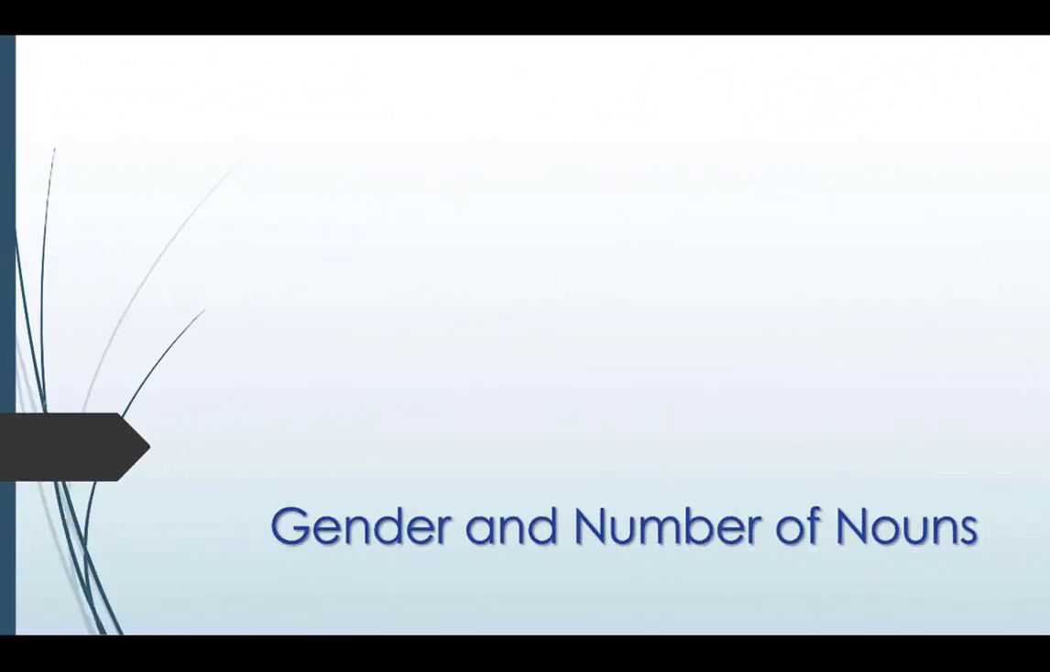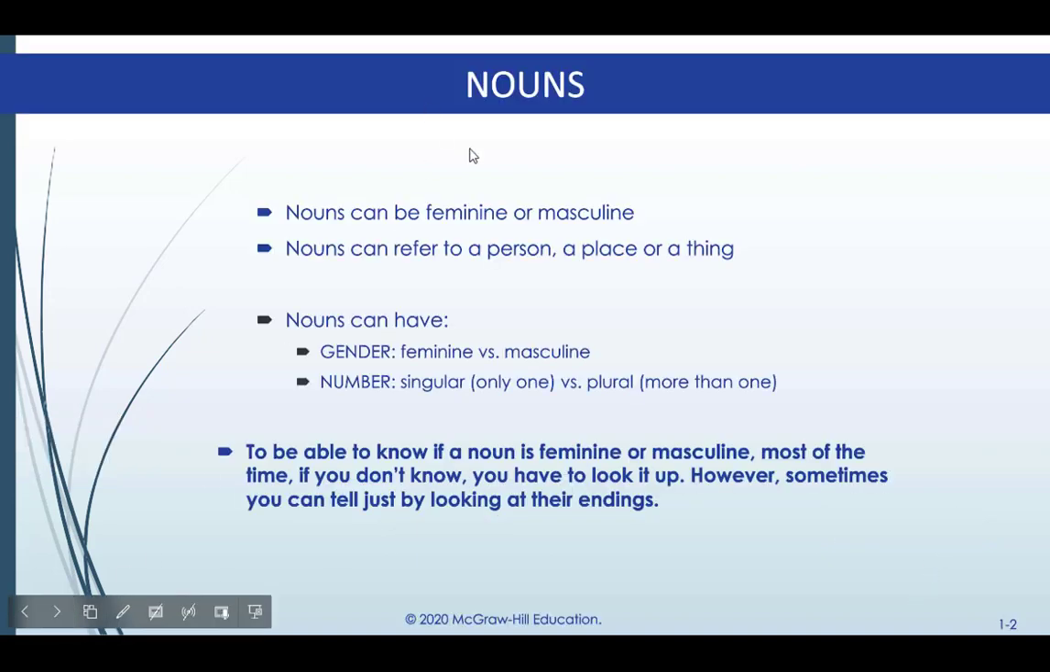Hola clase, in this video I'm going to talk about the gender and number of nouns. So, nouns can be feminine and masculine, and they can also be singular and plural. Since they can be feminine and masculine, we'll see when they're feminine, when they're masculine, if there's any signs that we can look at when we see a noun to guess if it's a feminine or a masculine noun.